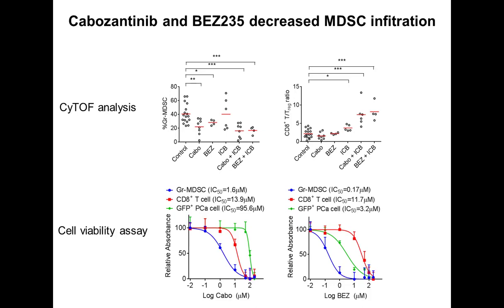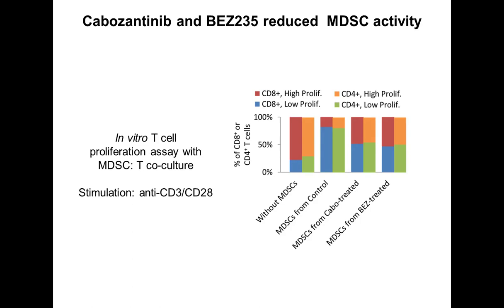And this result suggests to us maybe the MDSCs, compared to either cancer cells or T cells, are more sensitive to cabo or BEZ. So to test this idea, we used a cell viability assay to measure the viability of these three populations isolated from the same tumor in response to either cabo or BEZ. As you can see in the lower part, the blue line represents MDSCs. Indeed, those cells are most sensitive to the cabo or BEZ treatment. So that explains partly why they are the most pronouncedly impacted population in the tumor microenvironment.